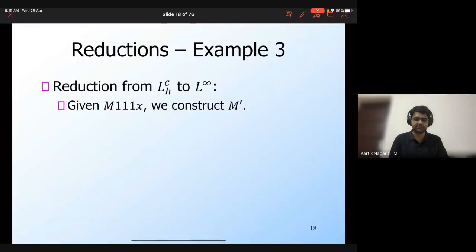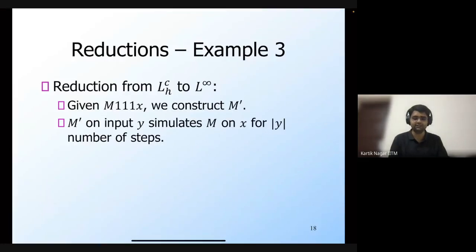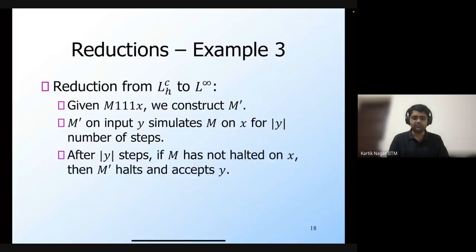Yeah, so here is the reduction. Given M11x, we construct this M prime, which is the same as M1. What this M prime does is that, given some input Y, it's going to simulate M on X for mod Y number of steps, which is the length of the string Y. Within this mod Y steps, if M has not halted on X, then M prime is going to halt and it is going to accept Y.